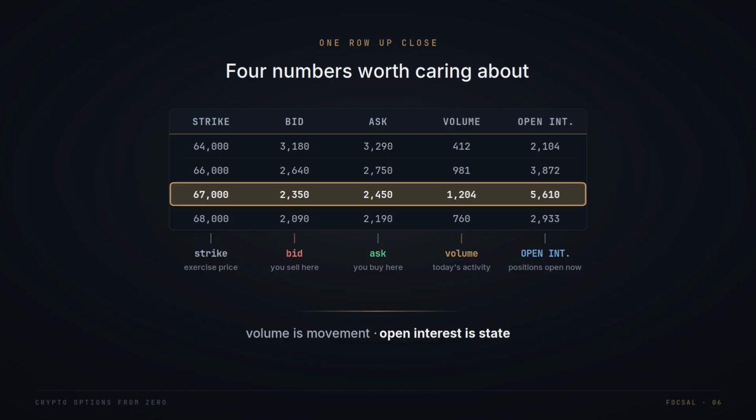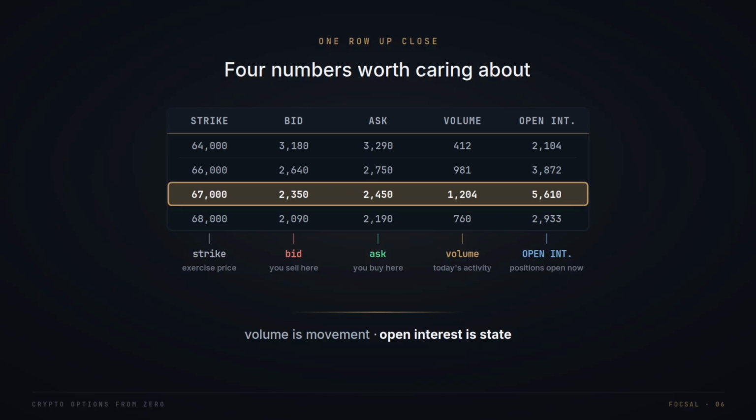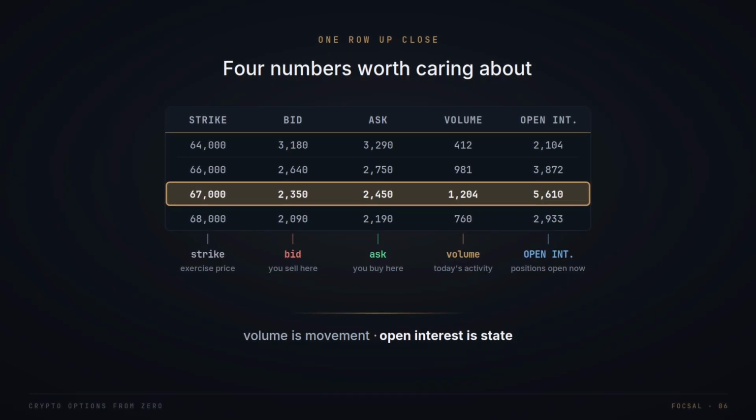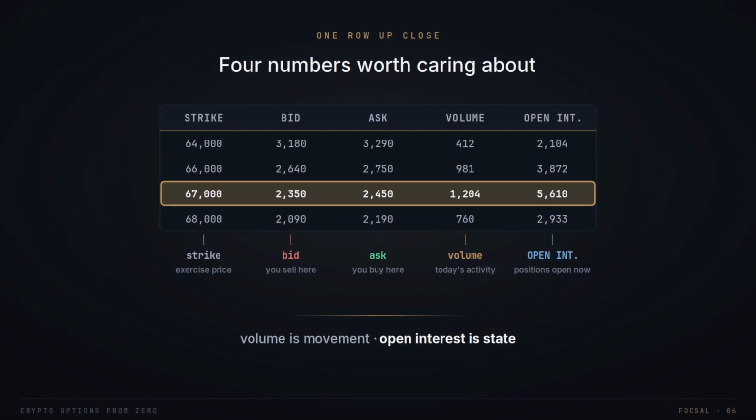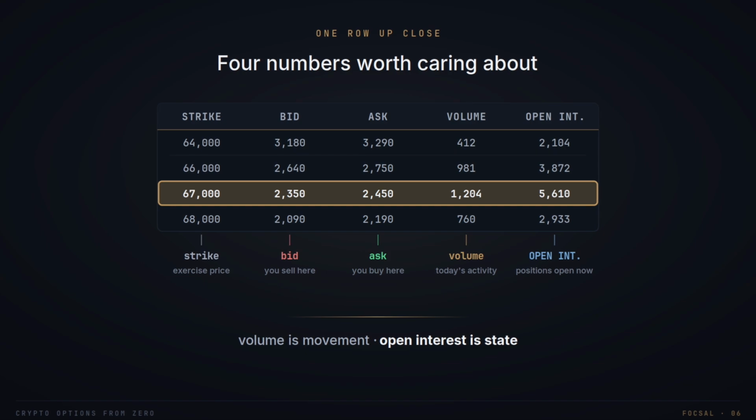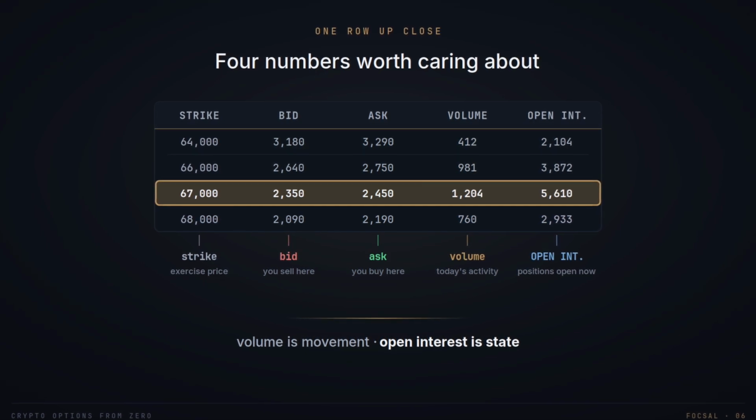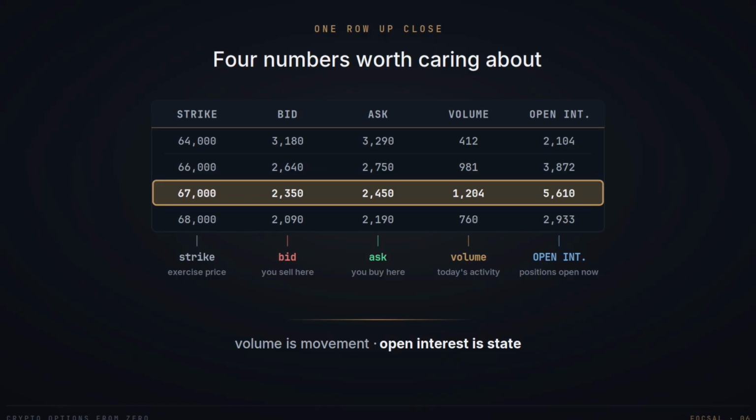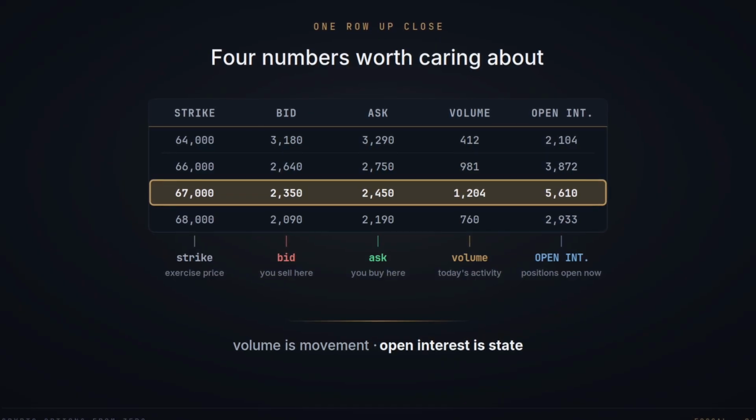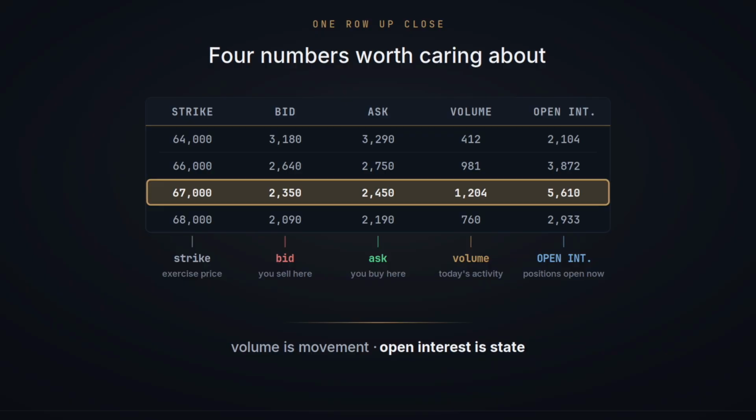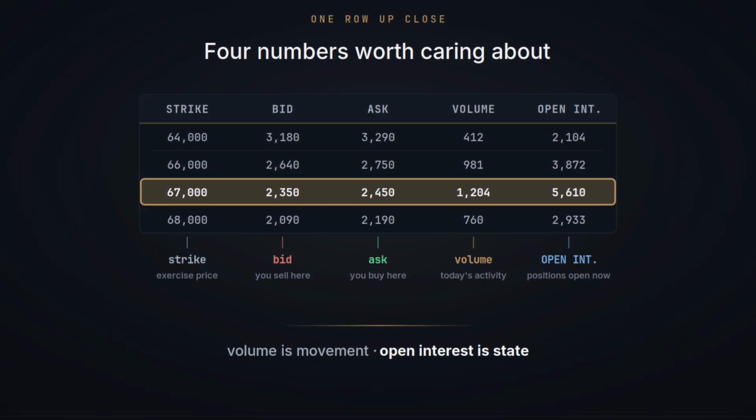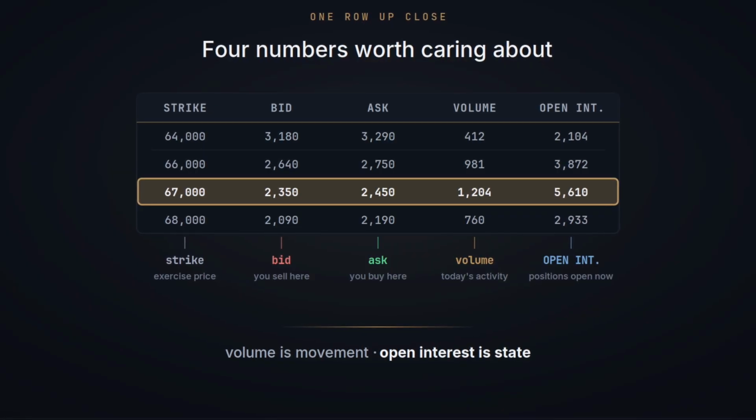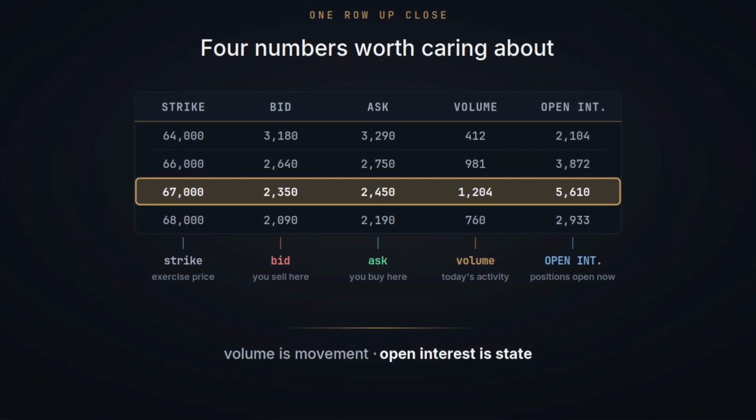Now one row up close. Bitcoin is at 67,000 and I'm looking at a call struck at 67, expiring in a month. There are 4 numbers in that row worth caring about. The first 2 are prices, and we'll come back to those in a moment because they matter more than they look. The third is volume. How many contracts changed hands today? The fourth is open interest. How many positions are open right now? How many contracts are still alive? The difference between them is simple. Volume is movement. Open interest is state.